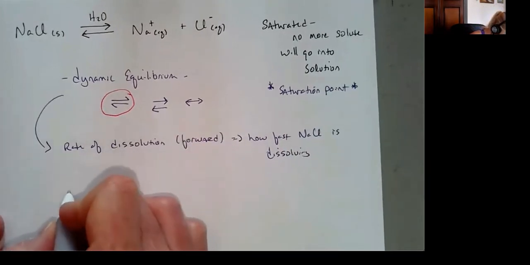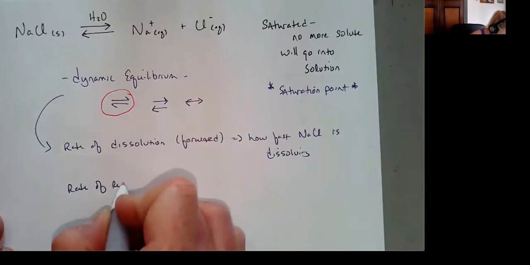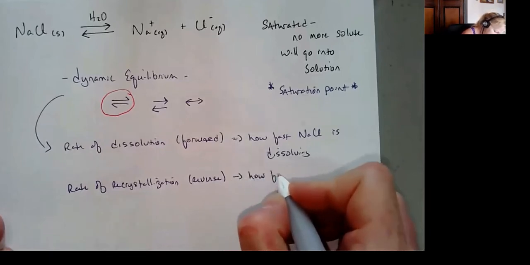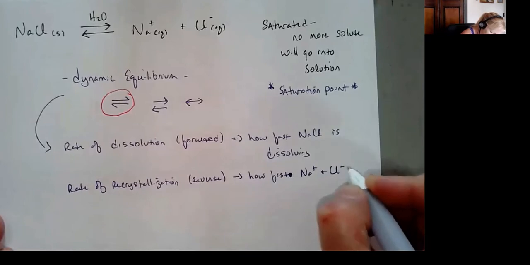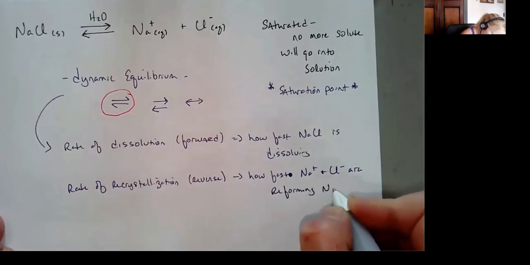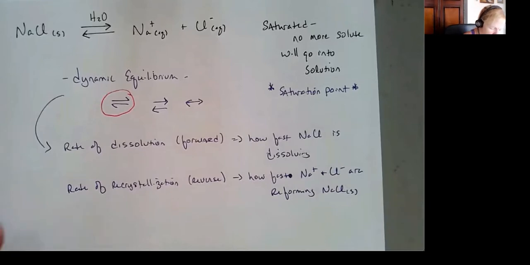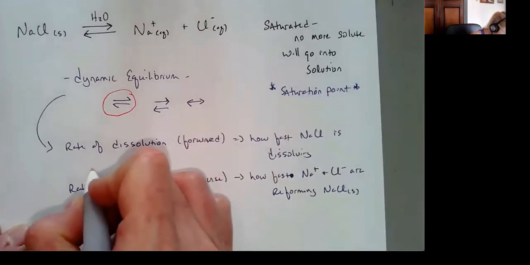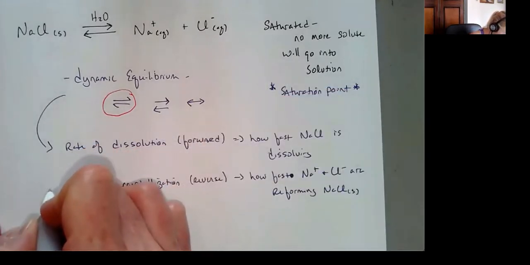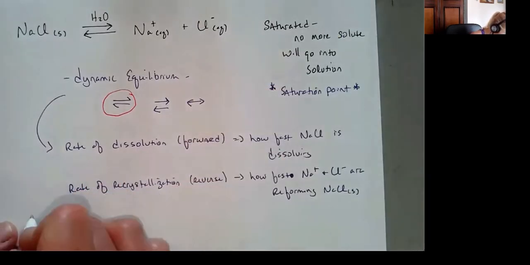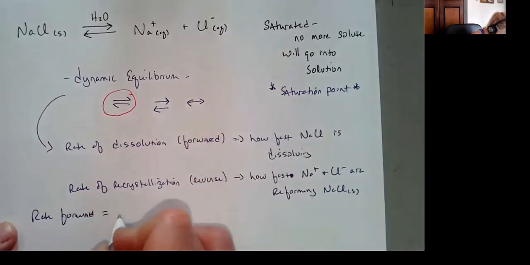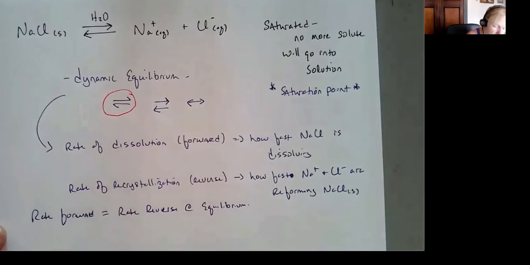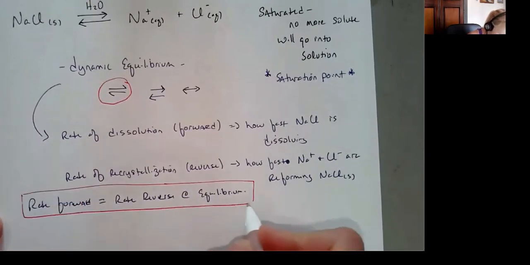And then I'm also going to have something called the rate of recrystallization. That's the reverse. Here you have how fast sodium ions and chloride ions are reforming into solid NaCl. At equilibrium, these rates are going to equal each other. So once I've reached dynamic equilibrium, the rate forward is going to equal the rate in reverse. What that means is that you're not going to see a change in what that solution looks like.